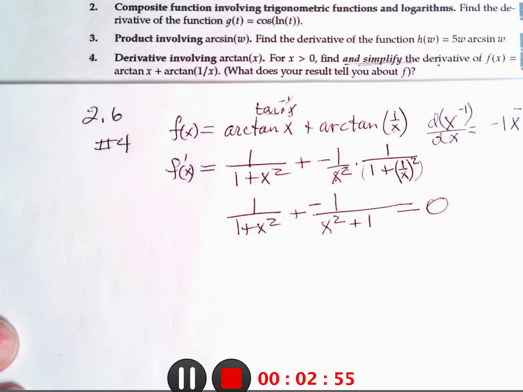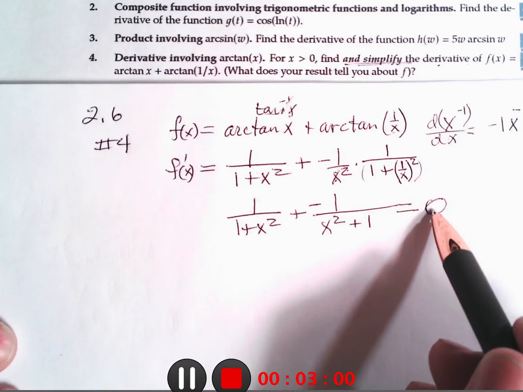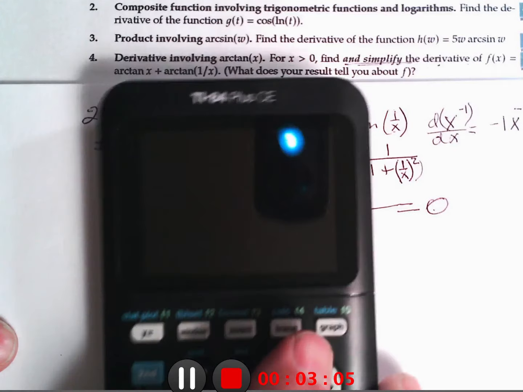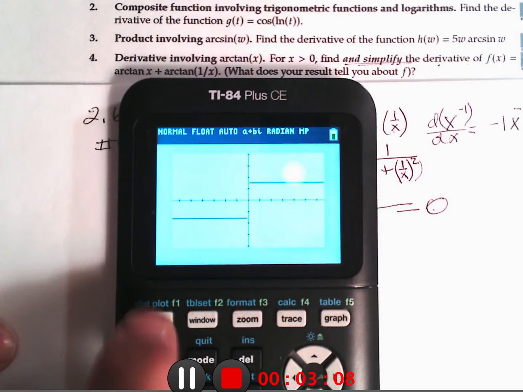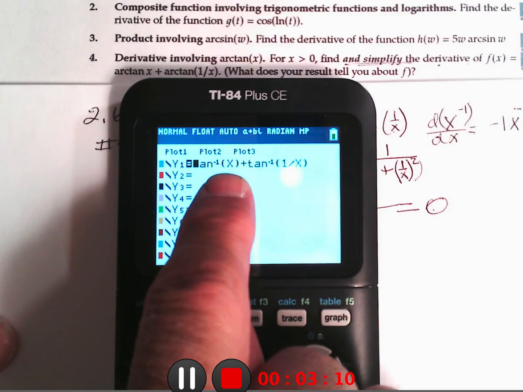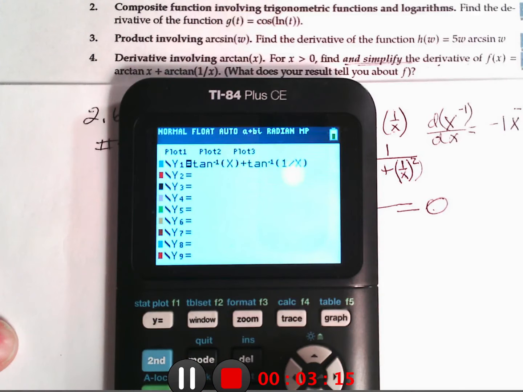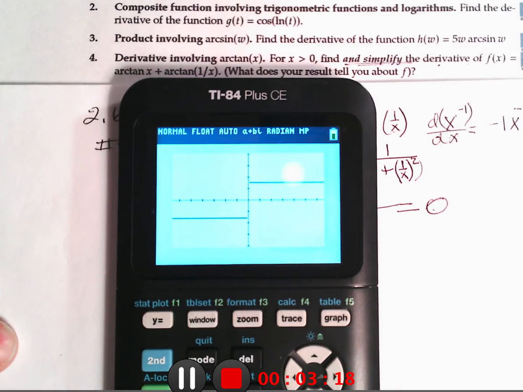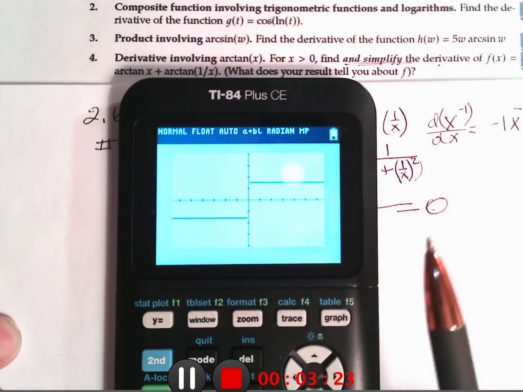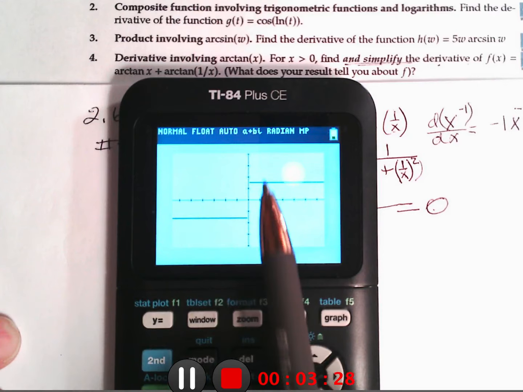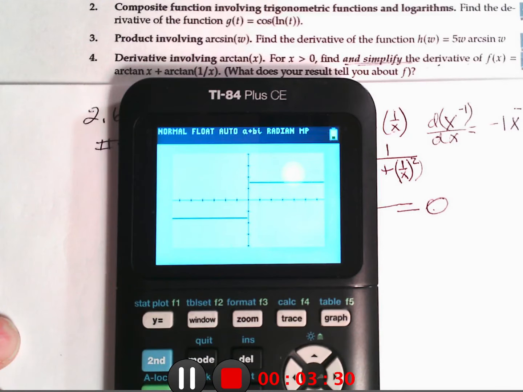Then it says, what does this result tell you about f? It says the slope is 0. Now, I wanted to graph that just to check and make sure. So I went to my calculator and typed arctangent of x plus arctangent of 1 over x. And I graphed, and I got this. Now, they said just look at above 0. Well, here's what it is below 0. And they both have a slope of 0. But it jumped in here. And I was curious why.